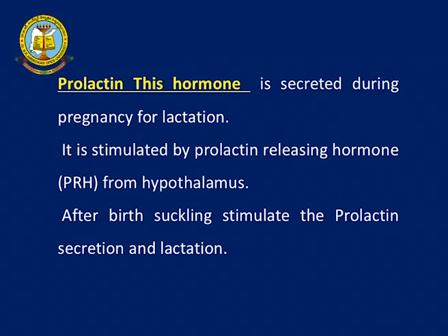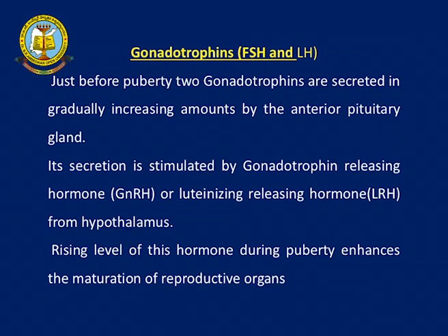Prolactin is secreted during pregnancy and lactation, and it is stimulated by prolactin releasing hormone, PRH, from the hypothalamus. After birth, suckling stimulates prolactin secretion and the lactation process. Then the gonadotropins, FSH and LH, are secreted just before puberty, in gradually increasing amounts from the anterior pituitary gland. Their secretion is stimulated by gonadotropin releasing hormone from the hypothalamus, and rising levels of the hormones during puberty enhance the maturation of the reproductive organs.